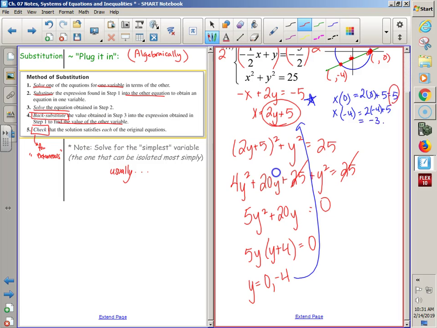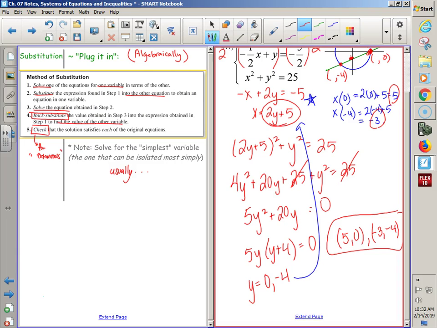What do I have? My points: the point (5, 0), x and y, and the point (-3, -4). If you had graph paper and you very carefully graphed your line with your circle, you would have seen these as the intersections.